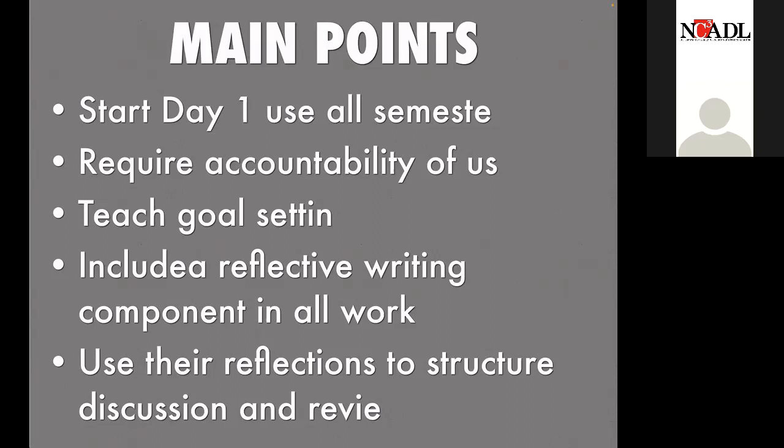Require accountability of the user. So when I say require accountability, that's where I'm saying you need to do this reflection for me. It doesn't matter what you write in it. In fact, I want you to be as honest and as transparent as possible. And I have a few students who will do that, and they are the ones that really get the most out of this.